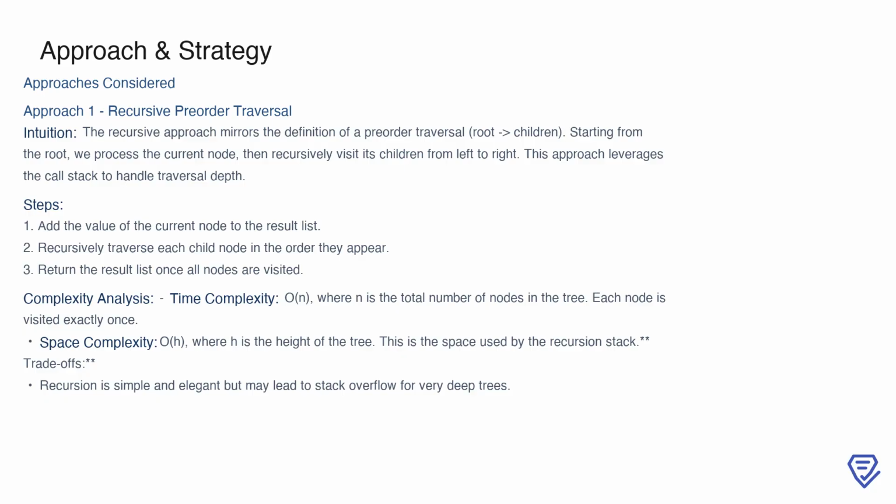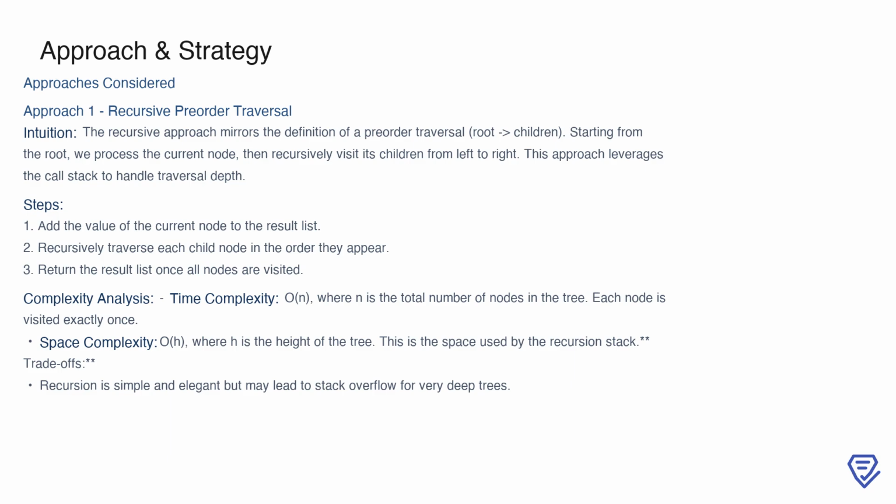This method directly mirrors the definition of preorder traversal, where you visit the root first, followed by its children in order. The process is straightforward: start at the root, add its value to the result list, and then recursively process each child node from left to right.